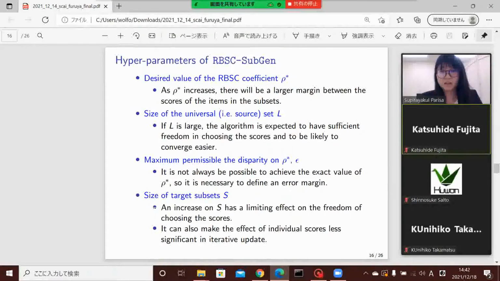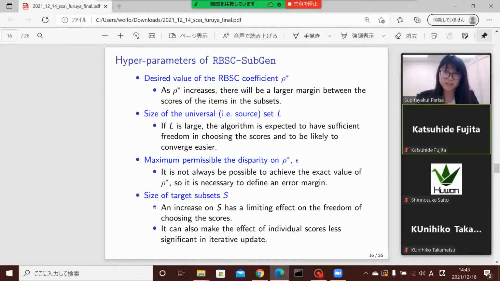We call this one L. If the universal set is large, the algorithm is expected to have sufficient freedom in choosing the scores and is likely to converge easily. The third one is the maximum permissible disparity on rho star, which we call epsilon. It is not always possible to achieve the exact value of rho star, so it is necessary to define an error margin. If the value falls into this margin, we can say it is acceptable.